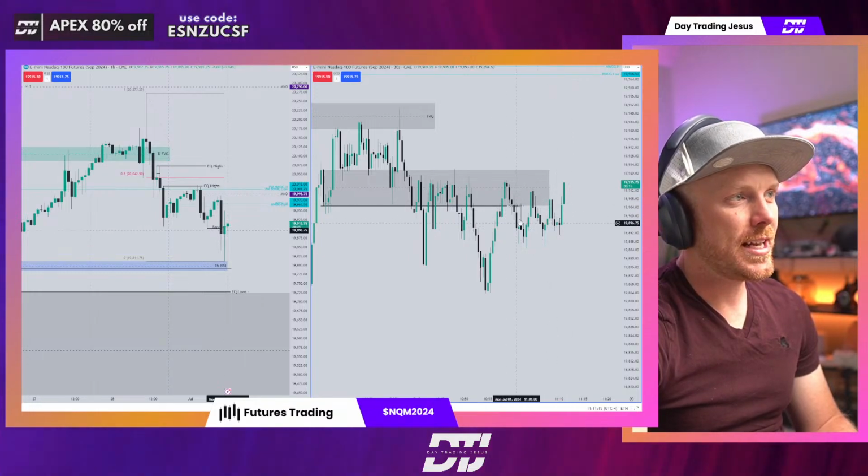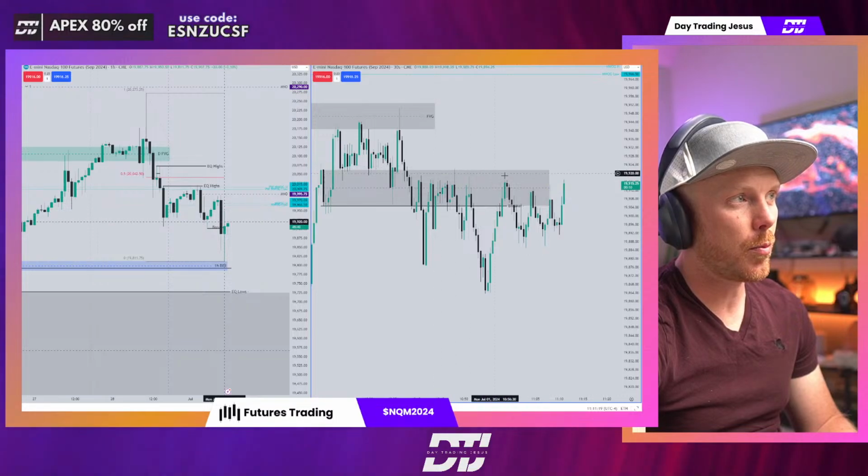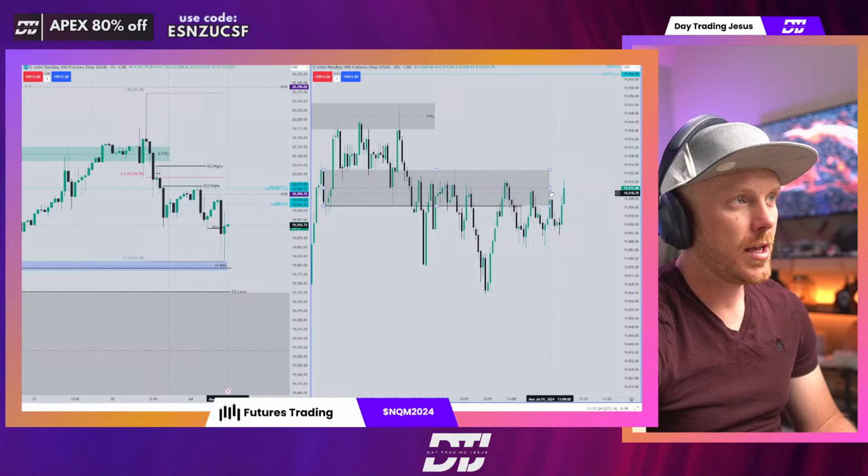Do you see an entry model here? I don't see an entry model here. I see a liquidity run where price is going to grab these, and that's exactly what's happening right now. It's wicking above these to grab the liquidity here.